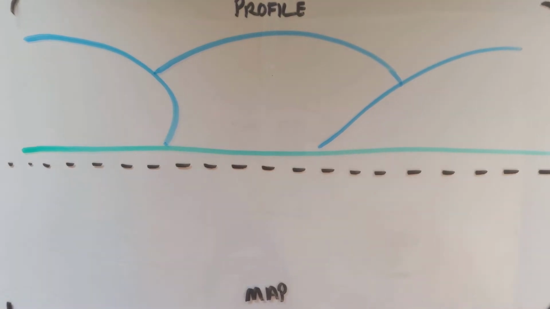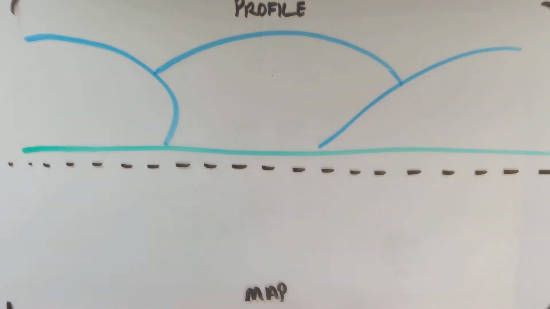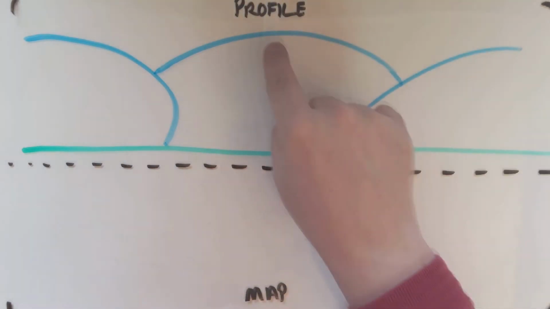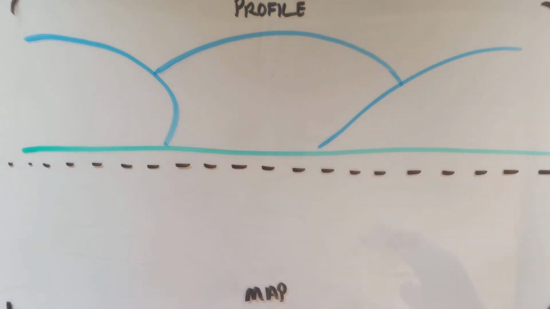Okay, so here we are again with our three air masses, 1, 2, and 3. What we're going to do next is learn how these air masses are shown on a map. This top view is the profile view, meaning that we're looking at the air masses from the side, almost like looking at soap bubbles in a sink from the side.